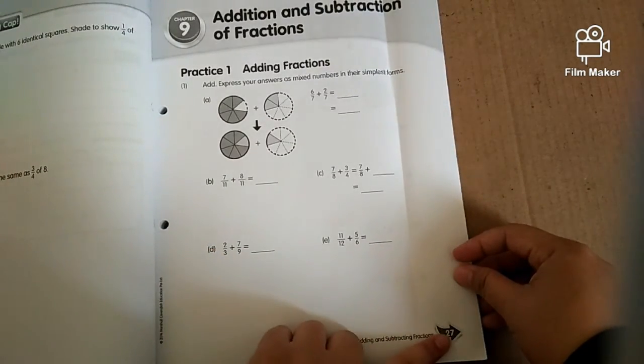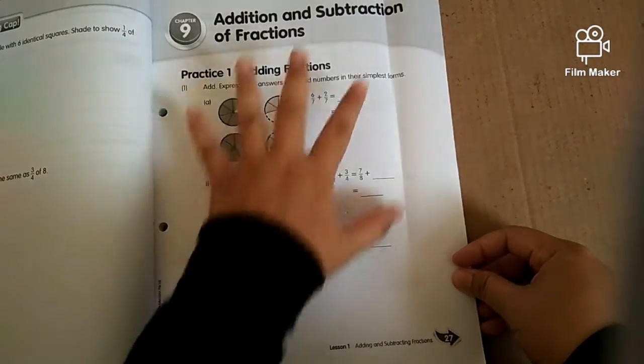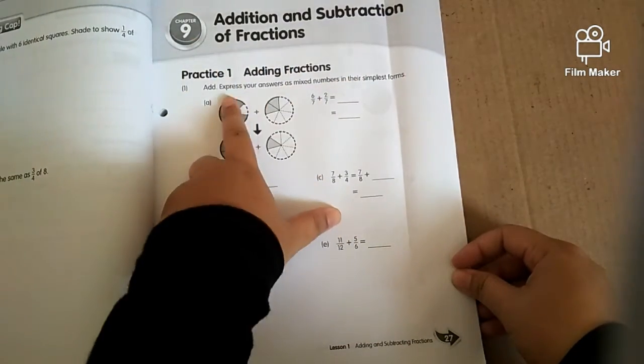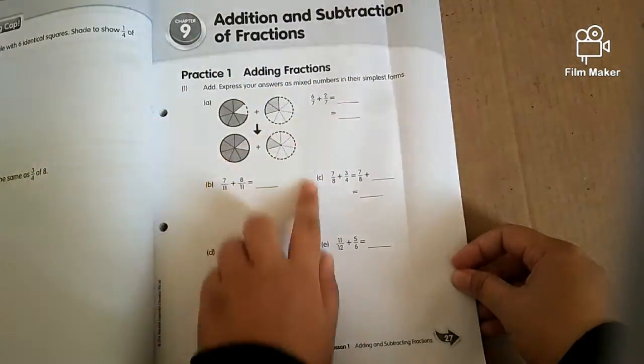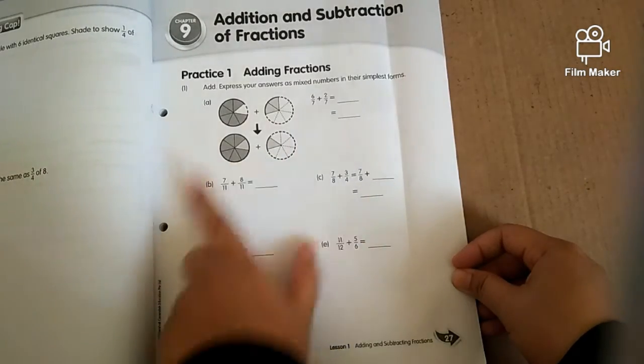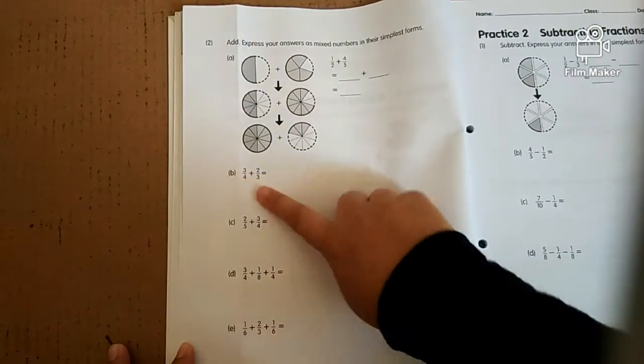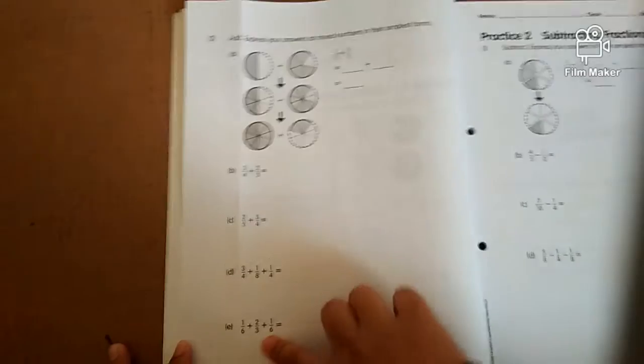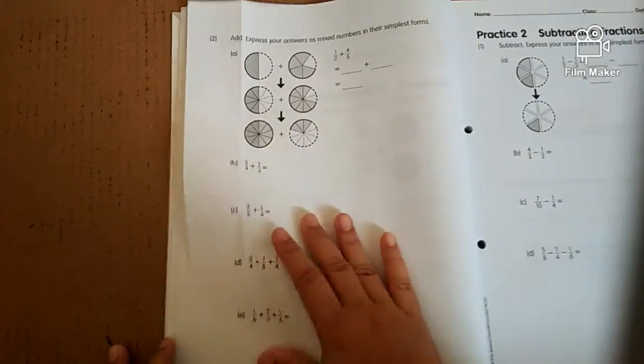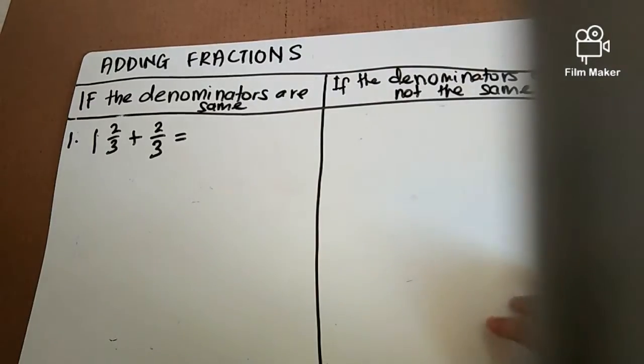This is what you're going to do. This is the practice that you're going to do. Practice 1 is adding fraction. Besides that, you will also learn how to do this one, and also this one. Okay, let's start with adding fraction.